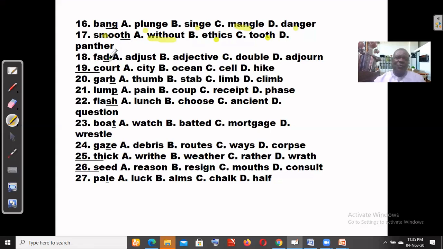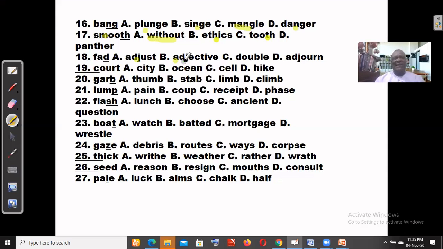Then number 18, we have fad, and the consonant in the letter underlined is D, which represents the sound D, fad. Well, option A is adjust. Even though we have the letter D in adjust, D is silent. It is not adjust, it is adjust. Then B is adjective. Again, D is silent. You need to notice the principle of silent letters in English words.